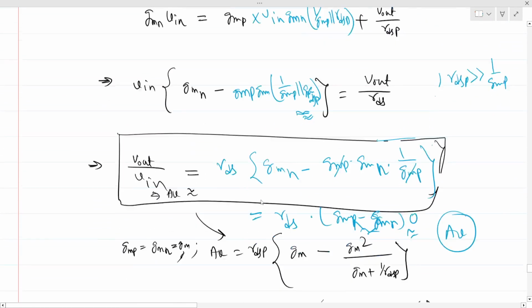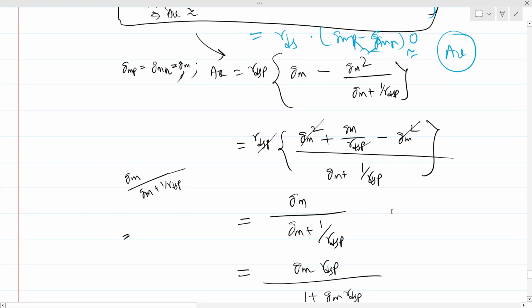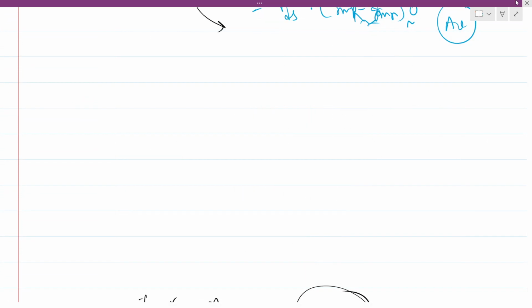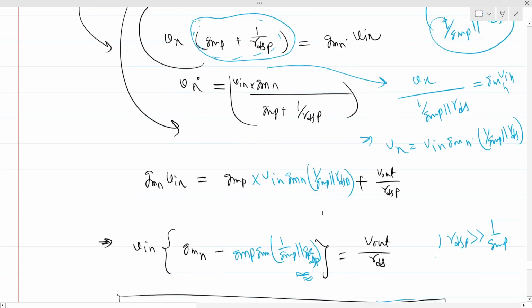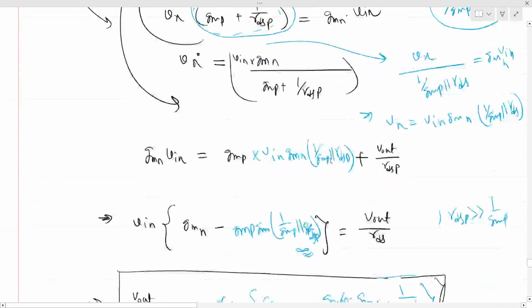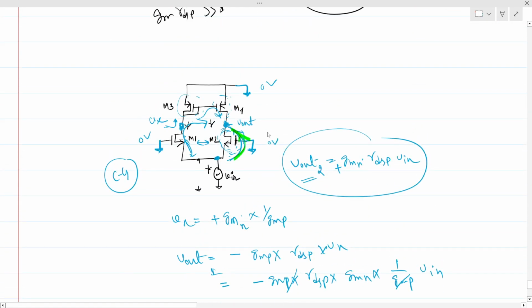So what I have mistakenly done, I don't know. I think the previous calculation was wrong. So please forget it, and this is the final calculation. So eventually if you do the small signal calculation, the gain is almost 0, right? You can see that. And so this is the intuitive analysis.